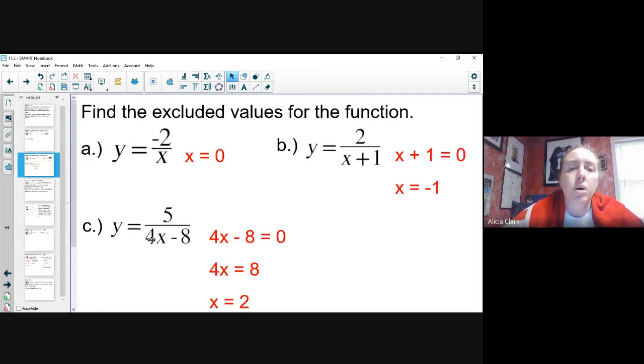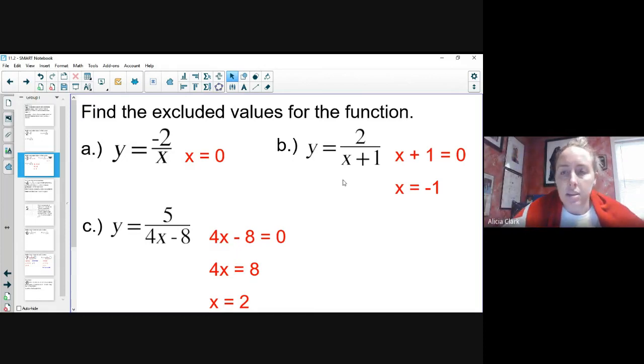Okay. So on the first one, if I set the denominator equal to 0, it's just going to be x equals 0. So this one's really easy because you don't have to solve anything. It's just x is equal to 0. x can be anything else except for 0 because that makes this fraction undefined. It would say -2 over 0, which we know that we can't do.